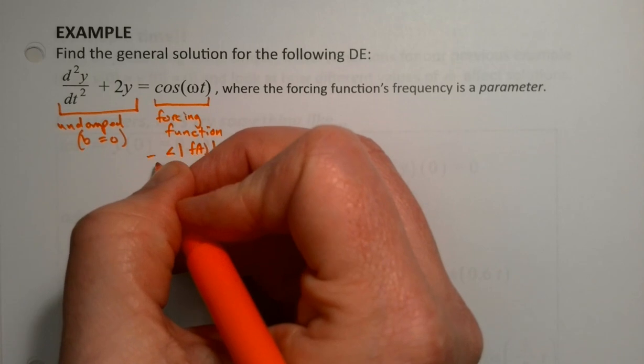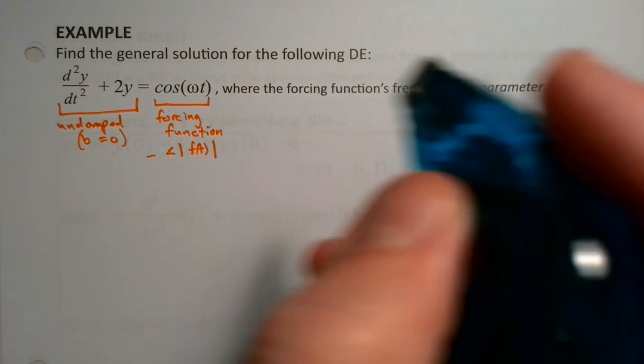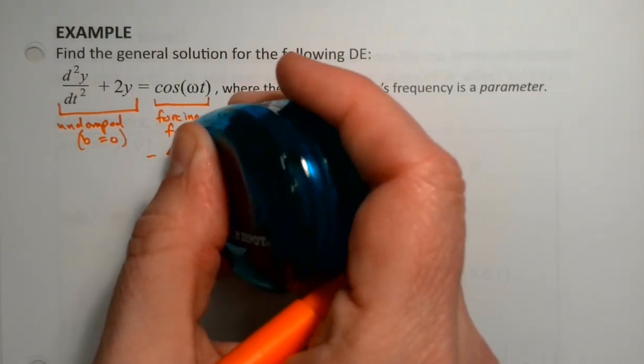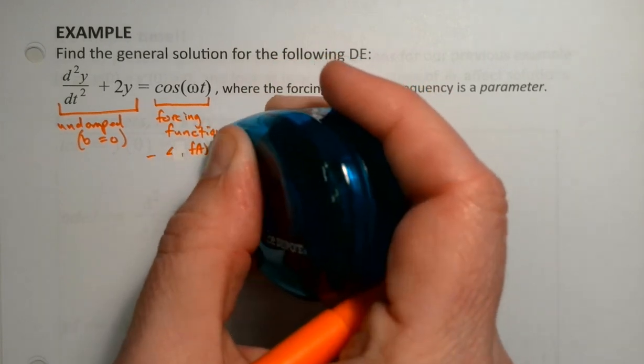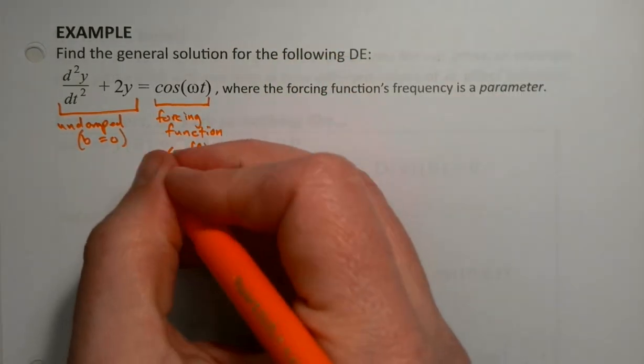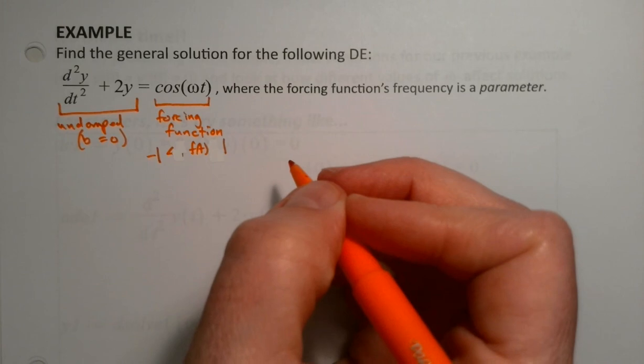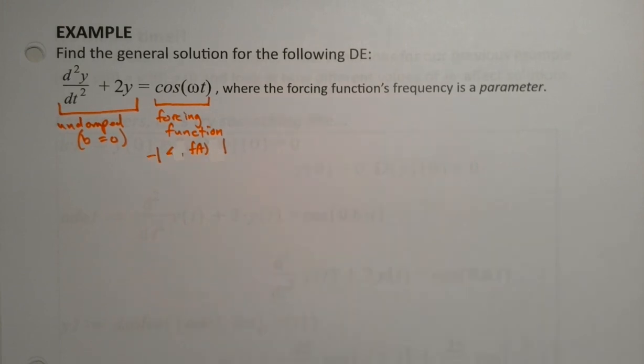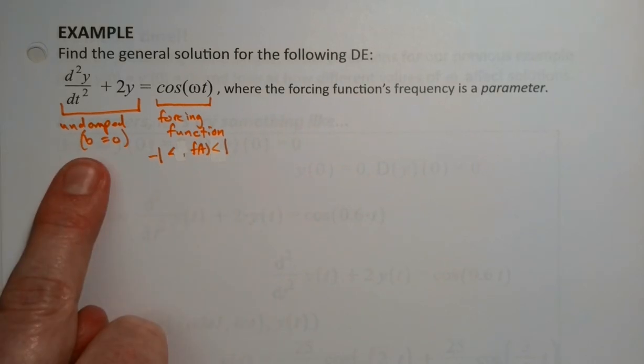Oh, sorry. I didn't mean to write it with the absolute value. The forcing function is just oscillating between -1 and +1, right? Whoops, and I need a less than there. So we have a forcing function that oscillates, and we have an undamped harmonic oscillator.